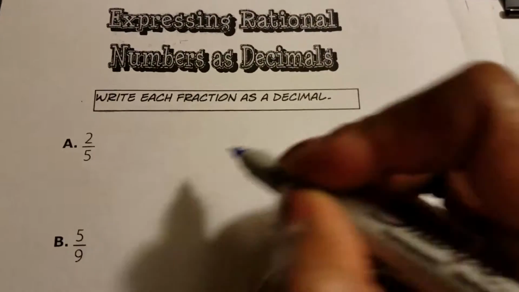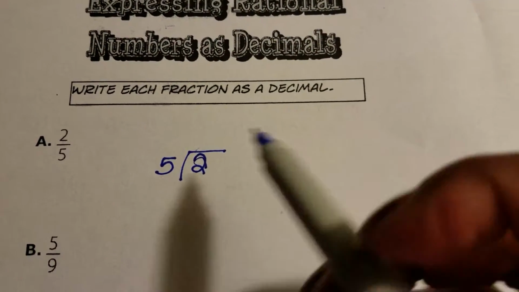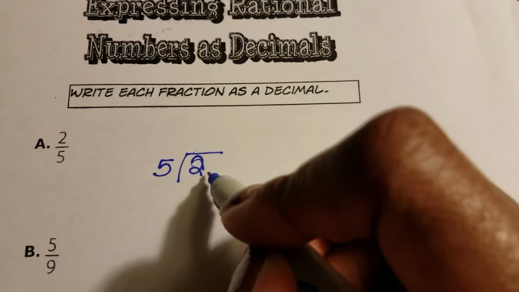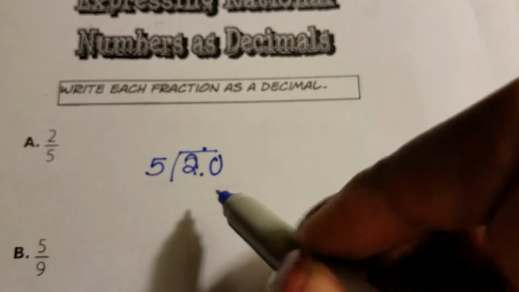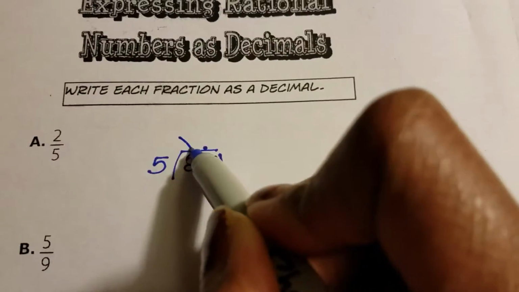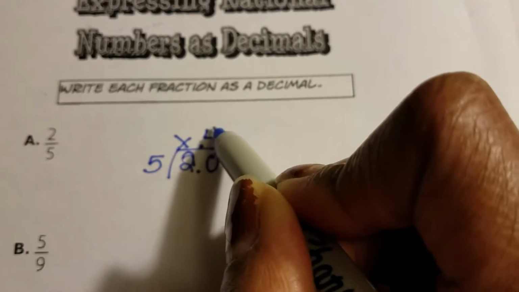But if you did not know that, we could do 2 divided by 5 here. We know that 5 cannot go into 2, so we need to add a decimal and a 0, shoot that decimal up. So how many times will 5 go into 20? That would be 4.